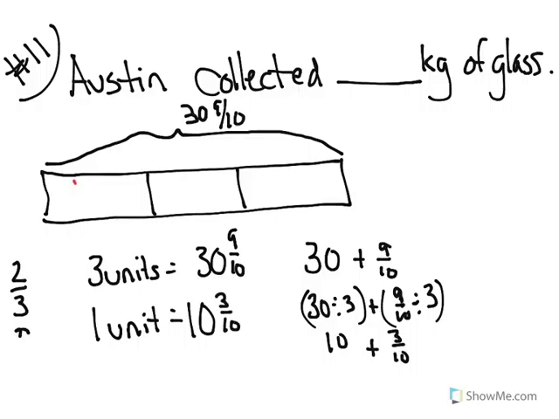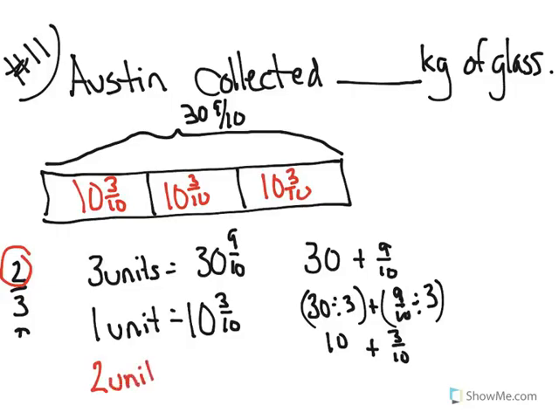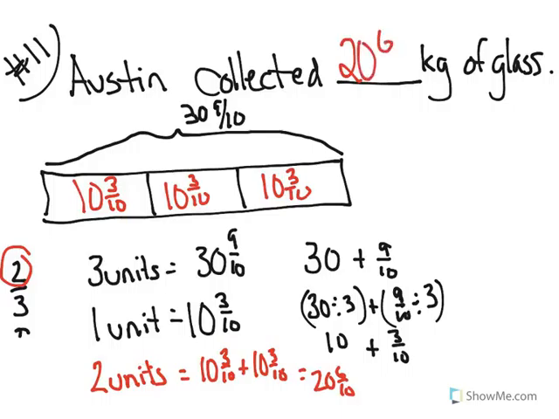So I can go ahead and label my tape diagram with each one of those. Now, remember that I wanted 2/3, so I need to have 2 units. So if 1 unit is 10 3/10, then 2 units would be 10 3/10 plus 10 3/10, which would be 20 6/10.